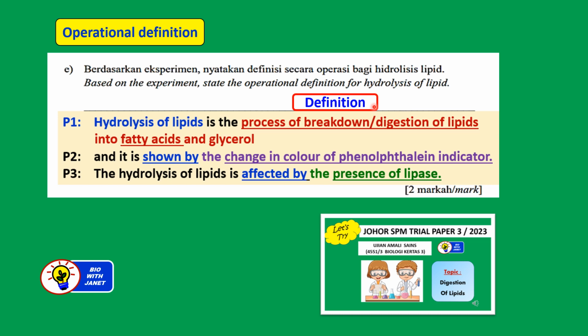So the second part is the RV, and it is shown by the change in the color of the phenolphthalein indicator. So change in the color of the phenolphthalein indicator is your sub RV, and we must mention the word shown by, right? Then lastly, the term that you're discussing is the hydrolysis of lipids. So right there, the hydrolysis of lipids is affected by the presence of lipase. What is that component? Presence of lipase is the MV.